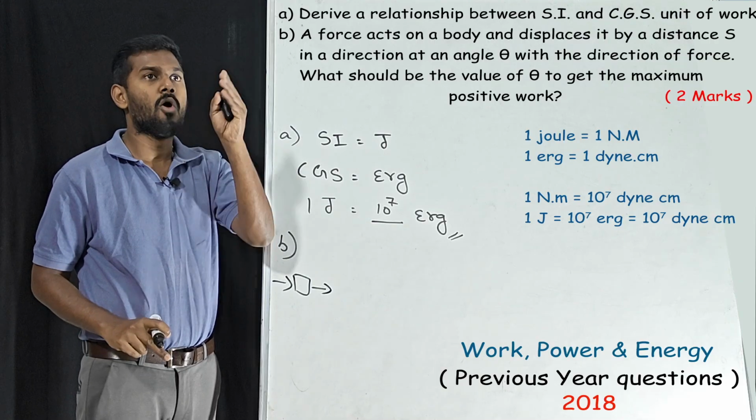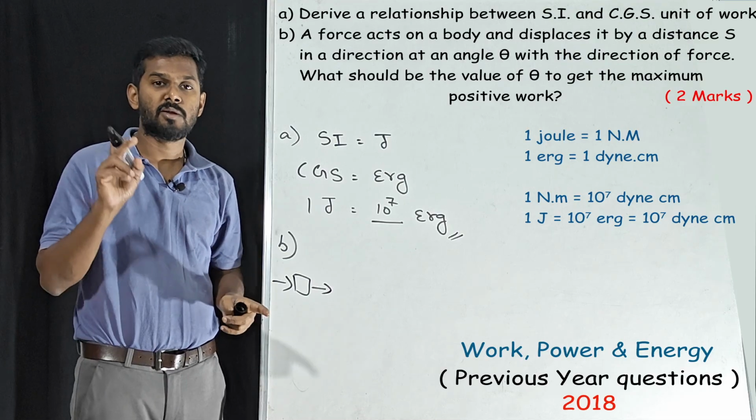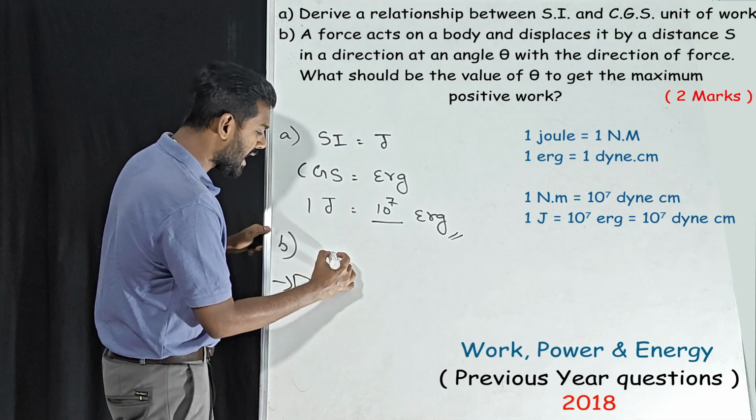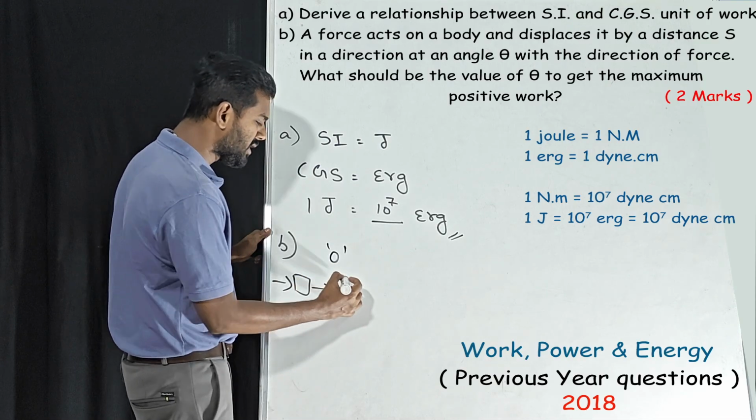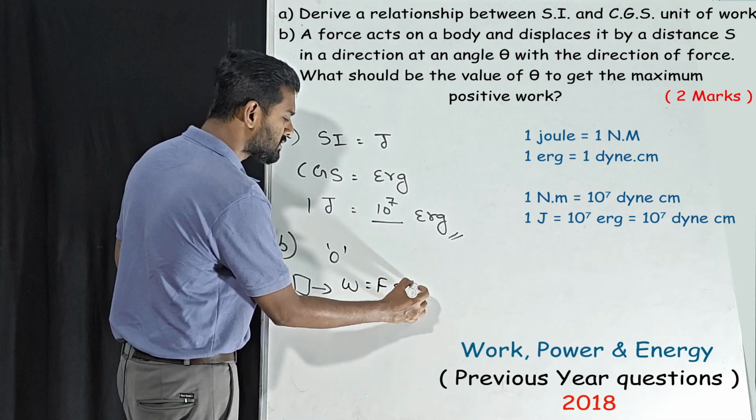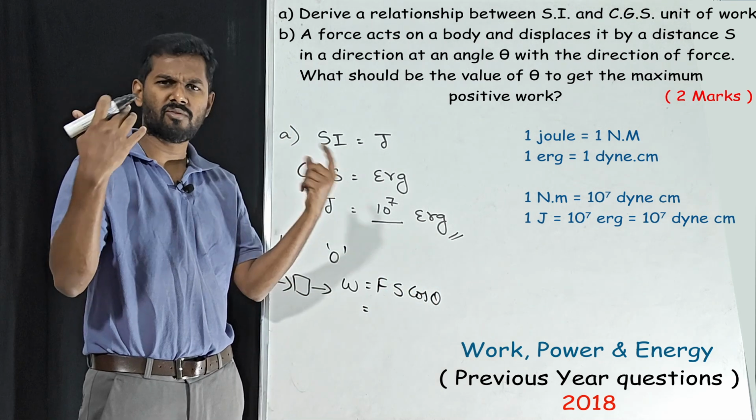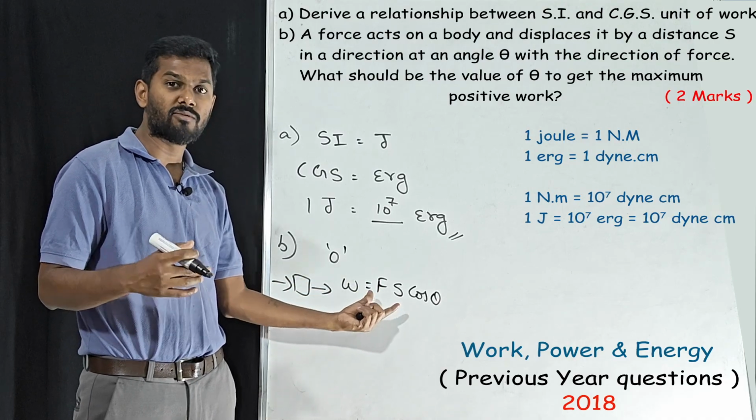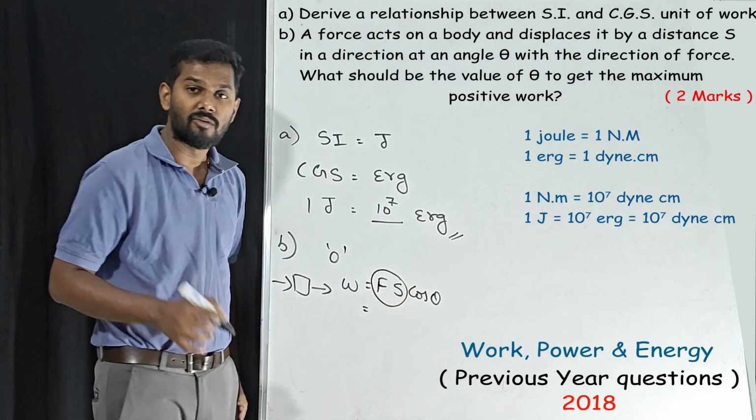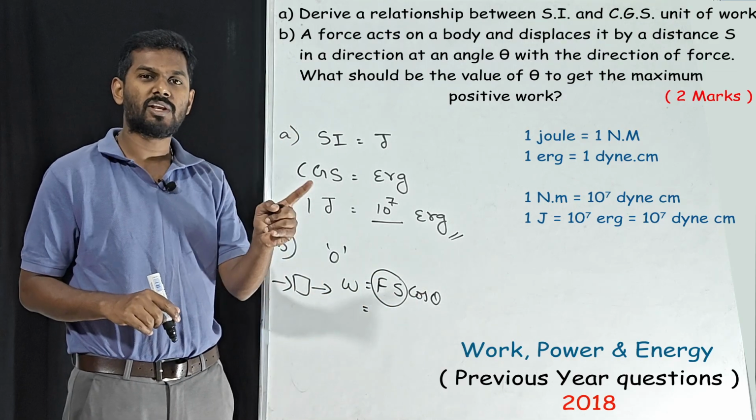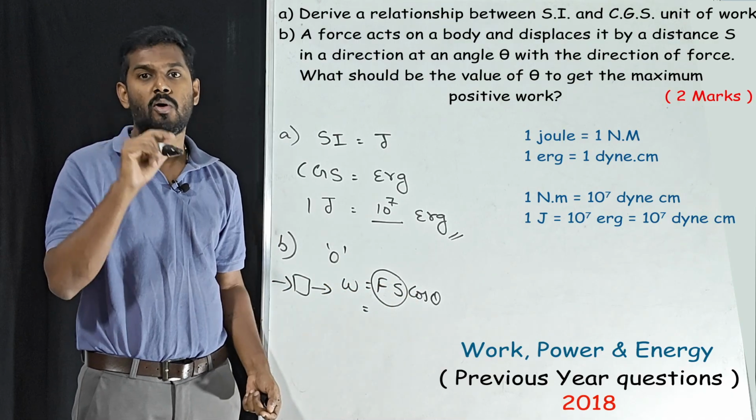Now we'll go for the question. What should be the value of theta to get the maximum positive work? Maximum positive work we will get at an angle theta of 0. Why? Because work done is equal to Fs cos theta. The values of F and s will be given. Whenever we talk about positive, negative or zero work done, we don't care about Fs, we care about cos theta. What is cos 0? Cos 0 is 1. 1 into anything gives the same answer, which will be positive.